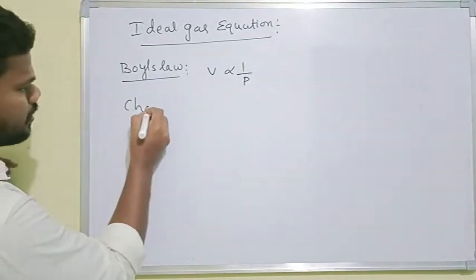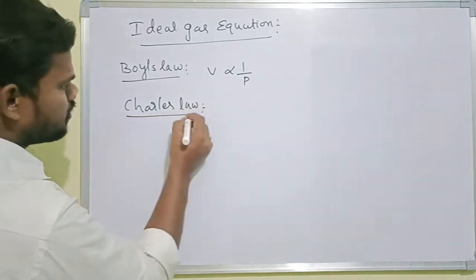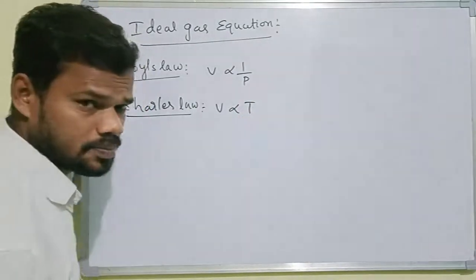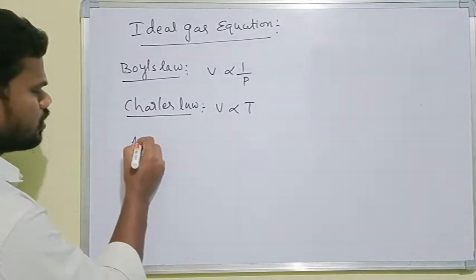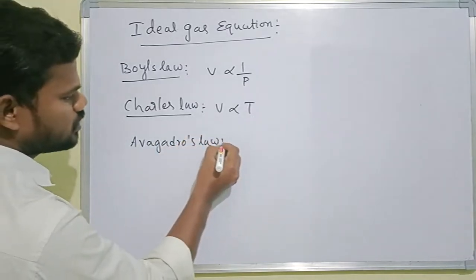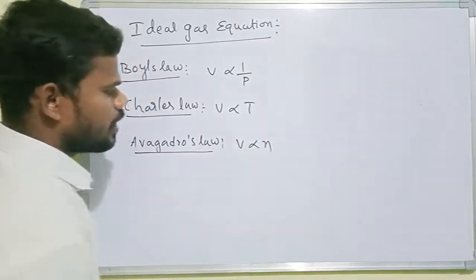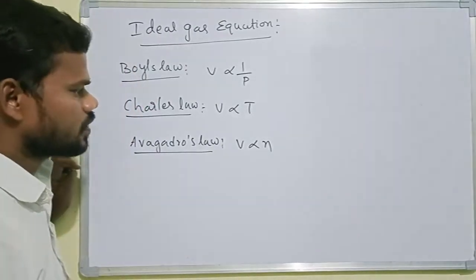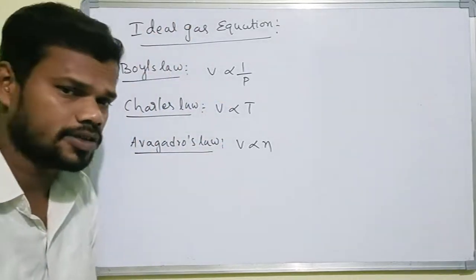Then, by using Charles law, volume is directly proportional to absolute temperature at constant pressure. Next, by using Avogadro's law, volume is directly proportional to the number of moles, where pressure and temperature are kept constant. By using these three gas laws, we can derive the ideal gas equation.